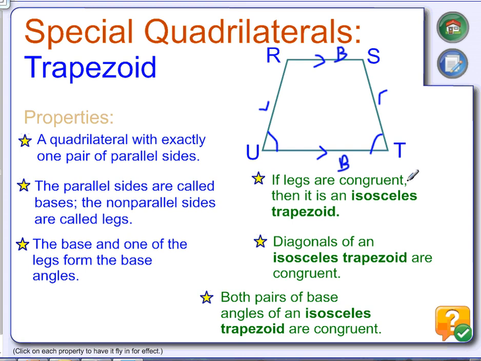If the legs are congruent, if we've got a congruent one and a congruent one, then it is an isosceles trapezoid. The diagonals of an isosceles trapezoid are congruent, and both pairs of base angles of an isosceles trapezoid are congruent.